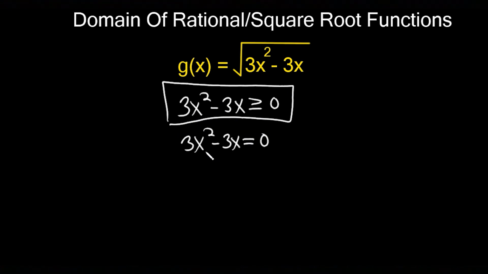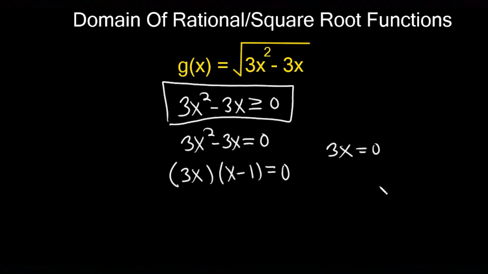Now, you can actually solve this by factoring. I can pull out a greatest common factor here. I can pull out a 3x. If I pull out a 3x, I get 3x, and then in parentheses, I get x minus 1, all equal to 0. And so now I have two factors and I can actually solve both of these factors. If I do 3x equal to 0, that means x will be equal to 0. So x is equal to 0. If I solve the other factor, I get x minus 1 equal to 0, meaning x will be equal to 1. So x is equal to 1.